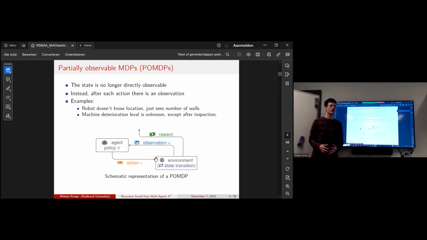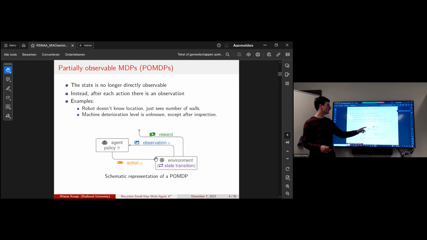Now we move to partially observable MDPs. The state is no longer directly observable for the agent. This is the part that changes in the model. After each action, there is an observation. From this observation, you can infer a belief about the state. Maybe some observations make some states more likely, and maybe some of them can only happen in certain states. But in general, the agent will not really know the state.